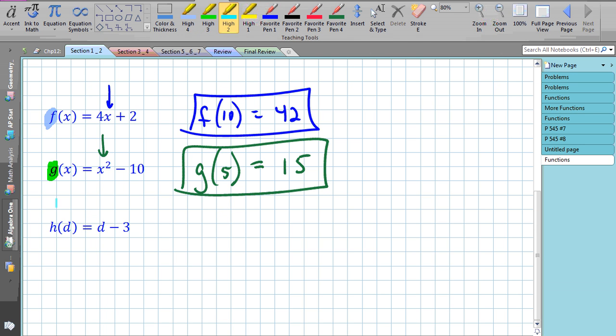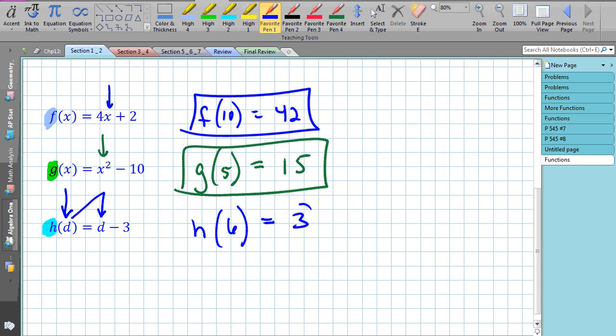And let's do one more in here. Notice this one is named h, and it's not written in terms of x, it's written in terms of d. So I would say, what is h of 6? So h of 6, so I plug 6 into here. 6 minus 3 is 3, and so the answer is 3.